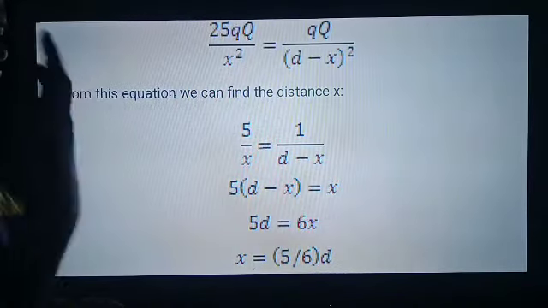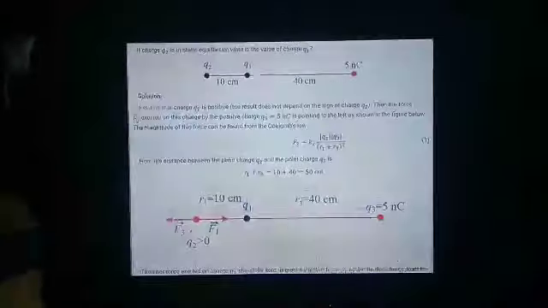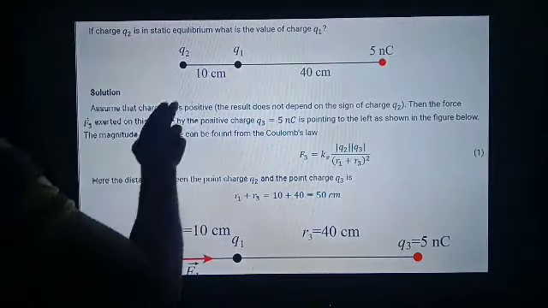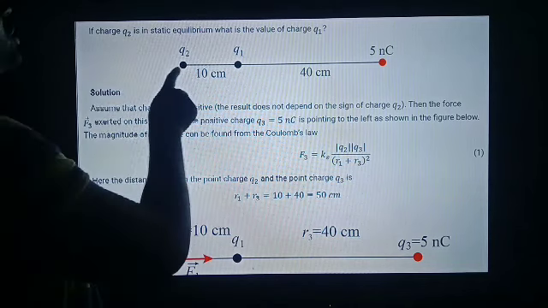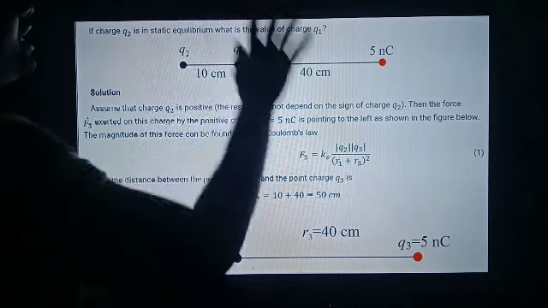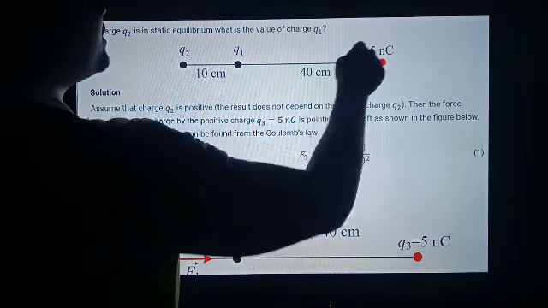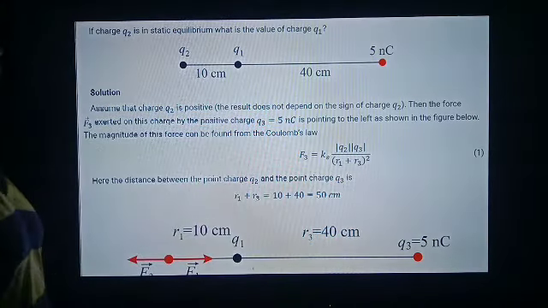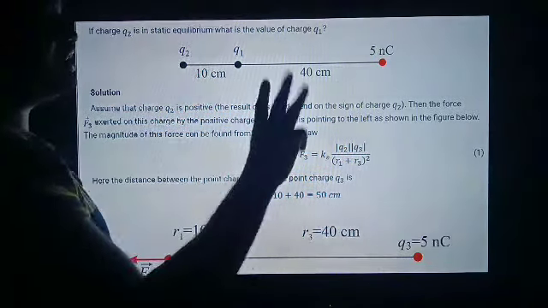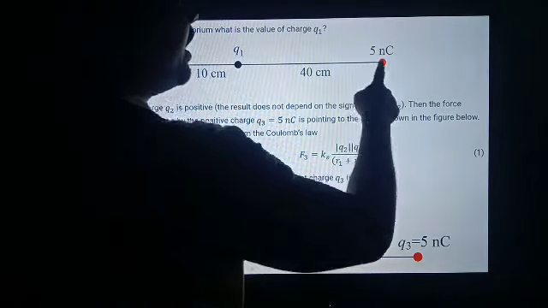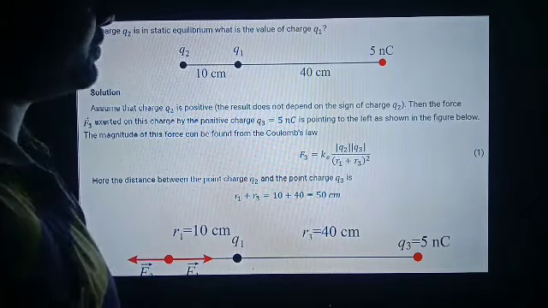Let's see the fourth example. This is the question, and this is the diagram given. If charge Q2 is in static equilibrium, meaning the total force on Q2 due to Q1 and Q3 is 0, what is the value of Q1? You have to find out the value of Q1. In this diagram, we have three charges, Q2, Q1 and 5 nanocoulomb. 1 nano means 10 raised to power minus 9.